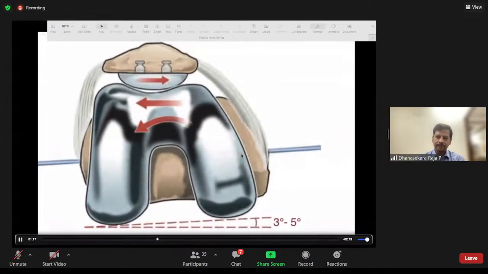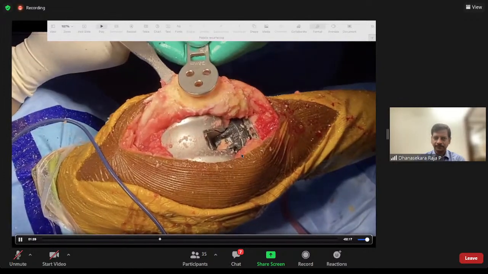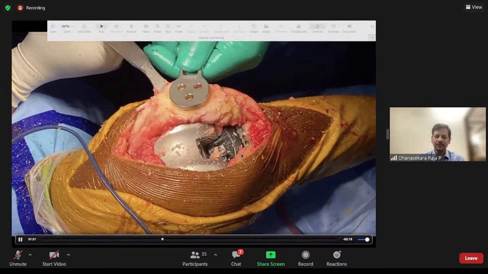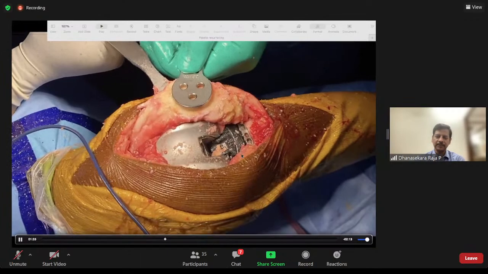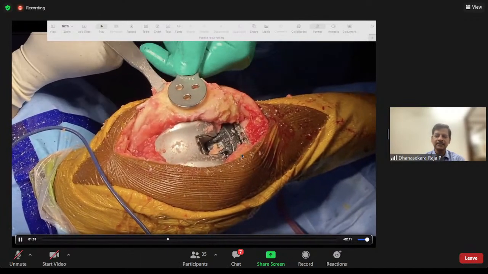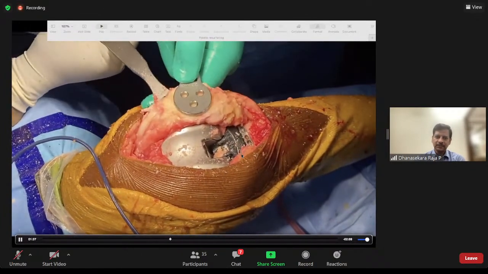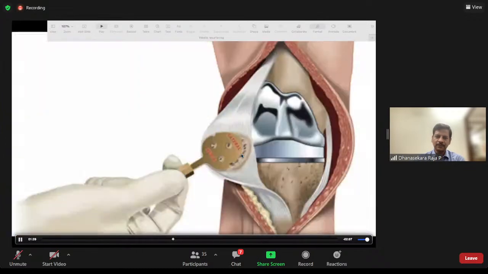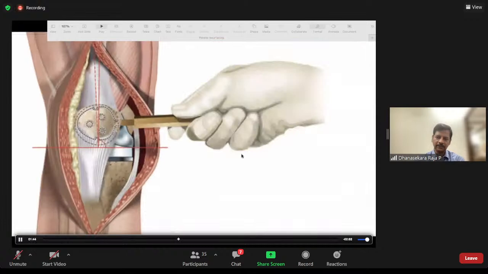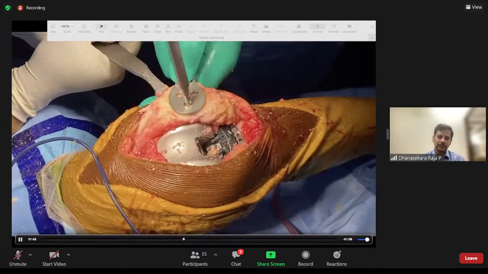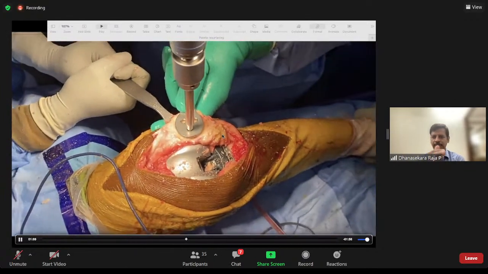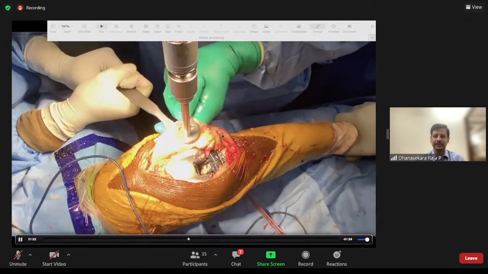So if the button is not fully covering, we need to move the patellar button slightly towards the medial facet so that the articulation will be the center. The center point will correspond to the center of the groove of the patellar femoral trochlea. And placement of the jig also has to be perpendicular to the long axis of the patellar tendon.